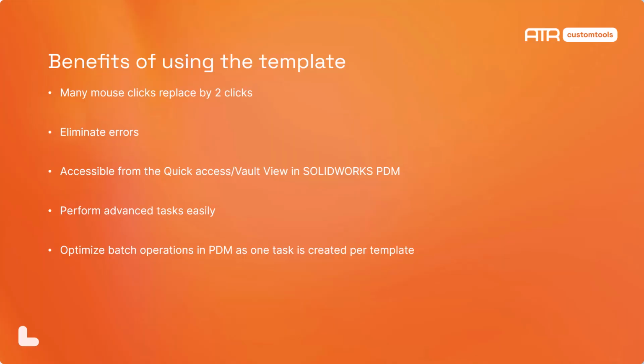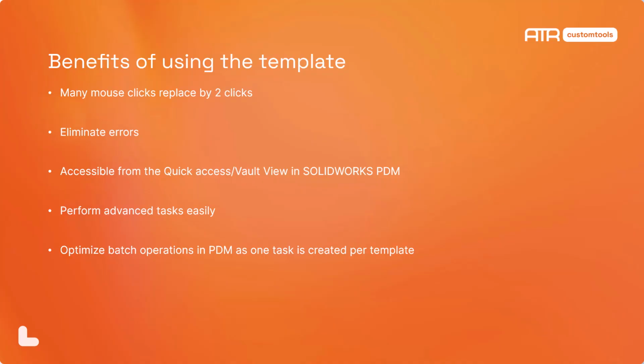The two main benefits of using the templates are that you can replace many mouse clicks with just 2 clicks. And it will also eliminate the risk of forgetting to select a specific profile or action. Templates can also be accessed from the Quick Access menu in SolidWorks and directly from the Vault view in SolidWorks PDM. What makes templates extremely powerful is that you can take advantage of the different filters available for batch conversion and also printing profiles. In PDM, templates optimize the overall process by creating a single task per selected template.